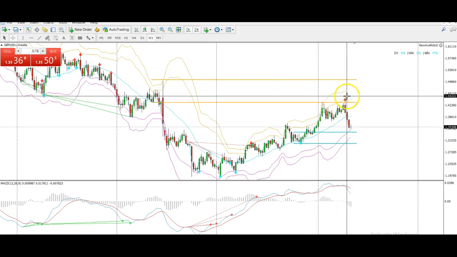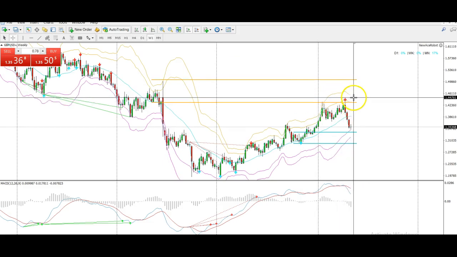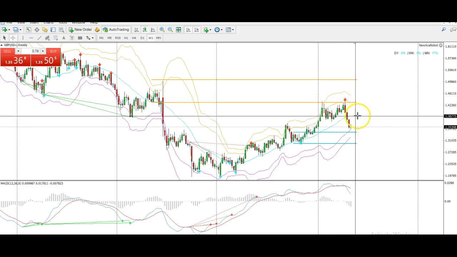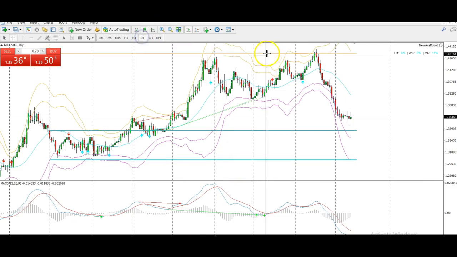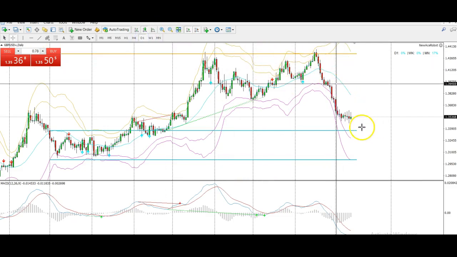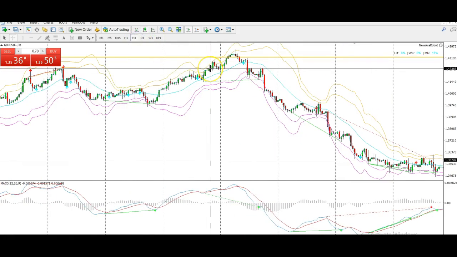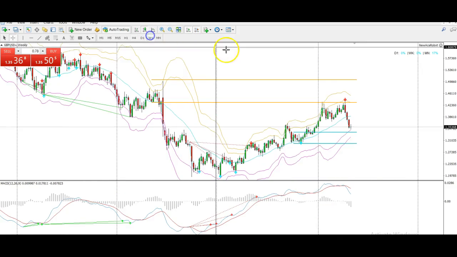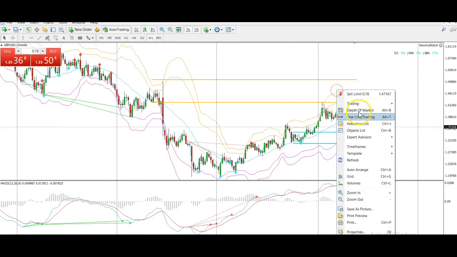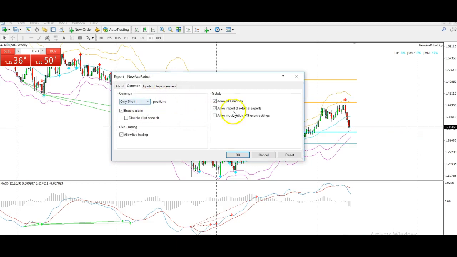Program the robot to only take short positions. Your first easy target on the weekly was down here. And see, voila, you go, boom, hit expert advisors, properties, only looking to short the market.